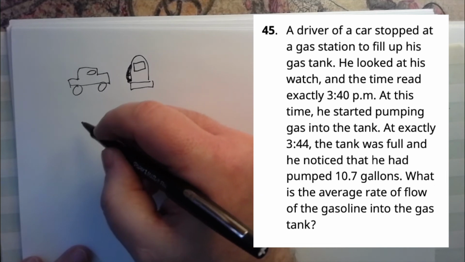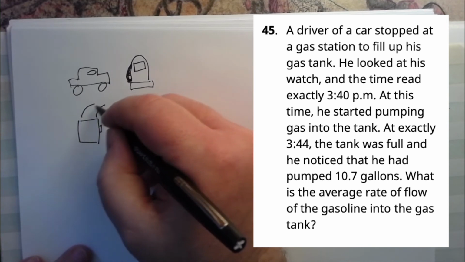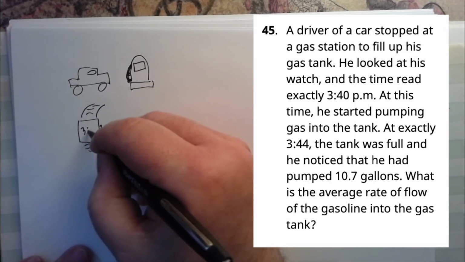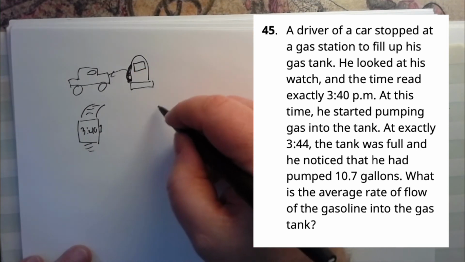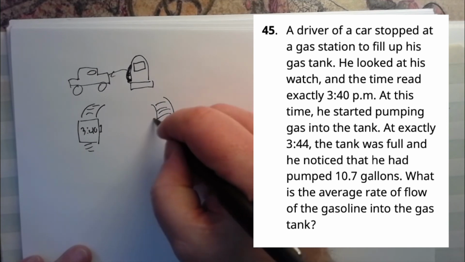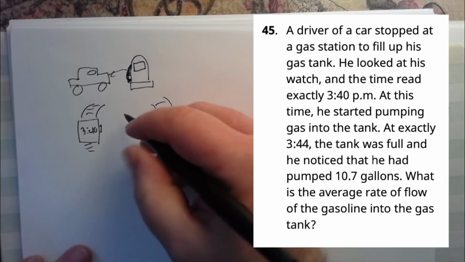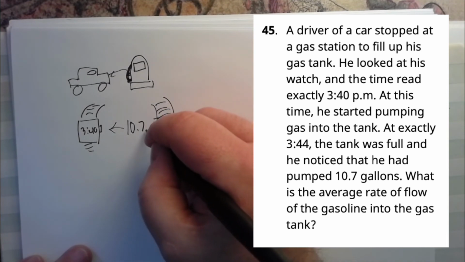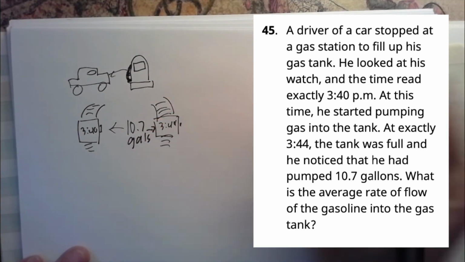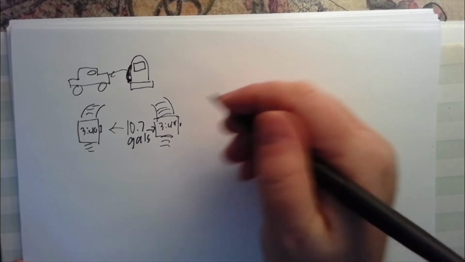But, okay, he looks at his watch. So he has his watch here, right? And it says 3:40. He starts pumping gas. So he plugs it into his car, starts pumping the gas. And when he gets done, it says 3:44. And in that time, he pumps 10.7 gallons of gas. So the question is, what is the average rate of flow for the gasoline to the tank?